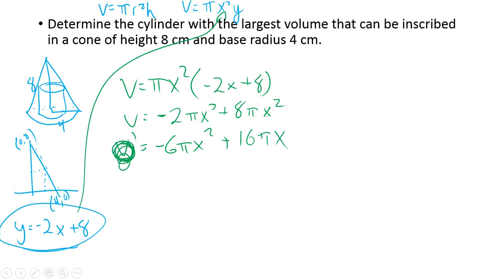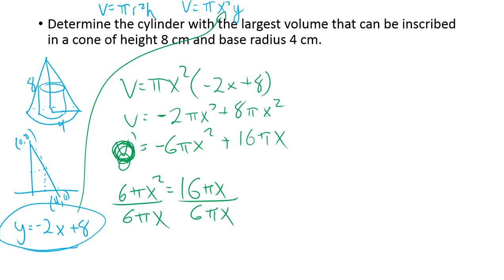That's because again we want to optimize, so after we take the derivative we set it equal to 0, getting 6 pi x squared equals 16 pi x. Then we're going to solve for x. One of the solutions is 0 for sure. So we can divide both sides by 16 pi x, getting x equals 16 over 6, which can be reduced to 8/3. So we know that our radius, our x value right there, is 8/3.